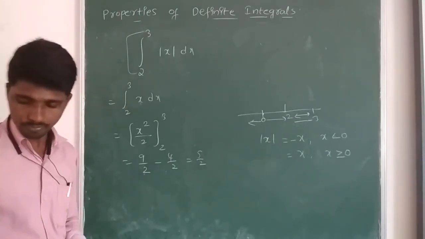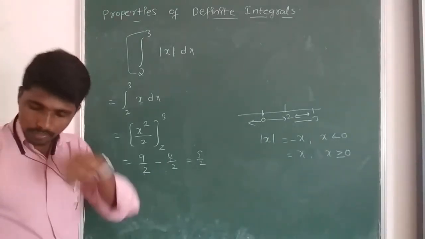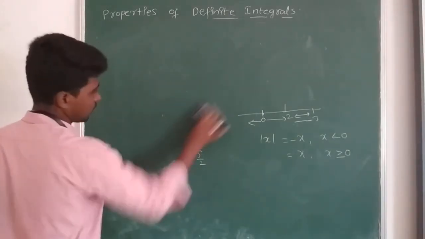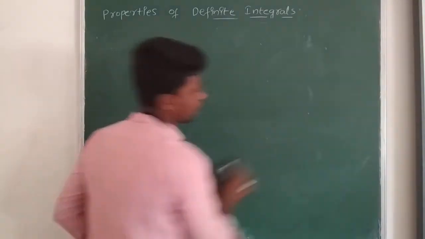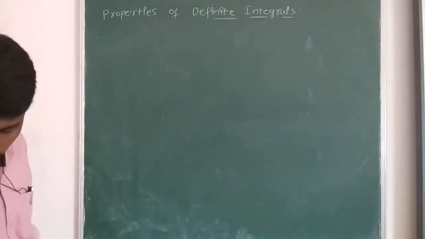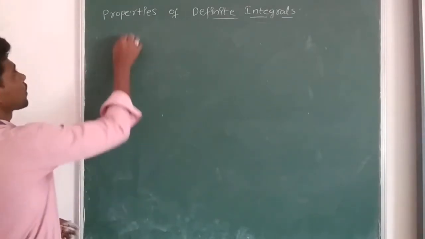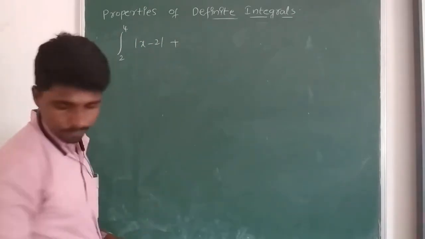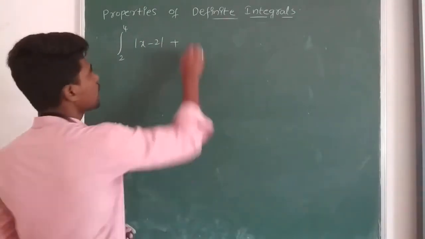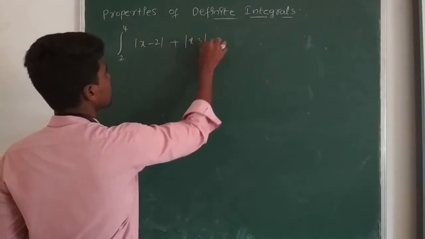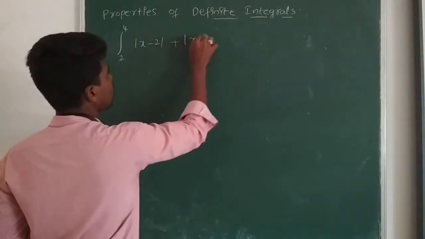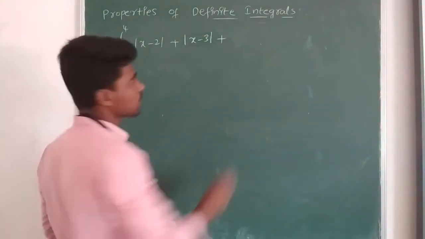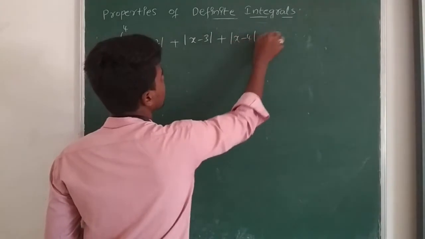One more. Integral 2 to 4 of modulus of x minus 2 plus modulus of x minus 3 plus modulus of x minus 4 dx.